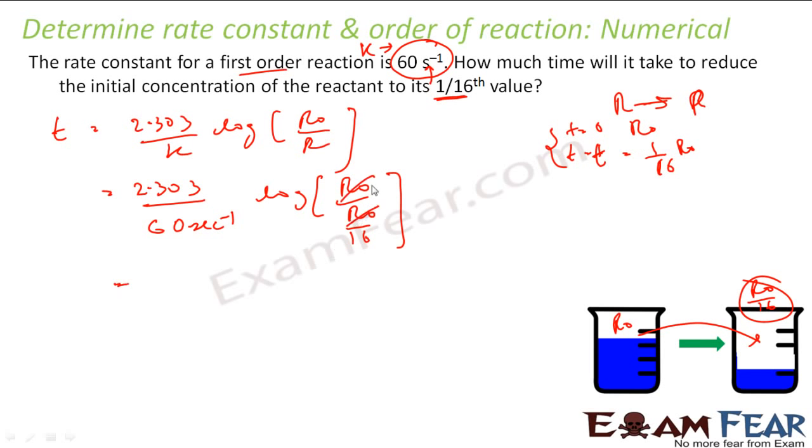And R naught will be cancelled. This becomes log of 16. You solve this, you get 4.6 into 10 to the power minus 2. Unit will be second. And that is my answer. So this is the time when the concentration will become 1/16. That is 4.6 into 10 to the power minus 2 seconds. Very, very small amount of time. The concentration will become 1/16 of the initial value.